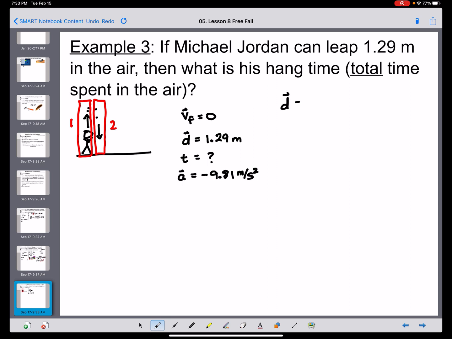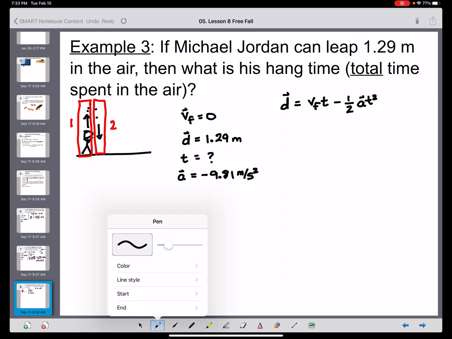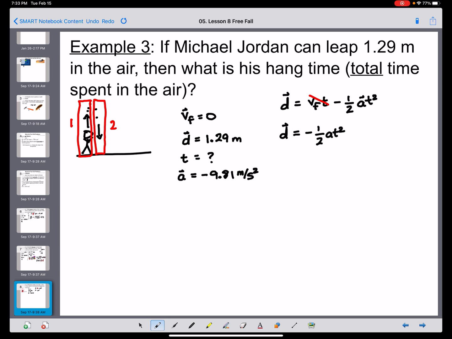So we have D equals VFT minus 1/2 AT squared. And like I did in example 1, since VF is 0, I'm going to recognize that that makes this entire first term 0. I'm going to cross out VFT. Now, the formula becomes this. D equals negative 1/2 AT squared. So the negative in front of the 1/2 AT squared, that doesn't go away just because you cross out VFT, okay? It still has to be there.